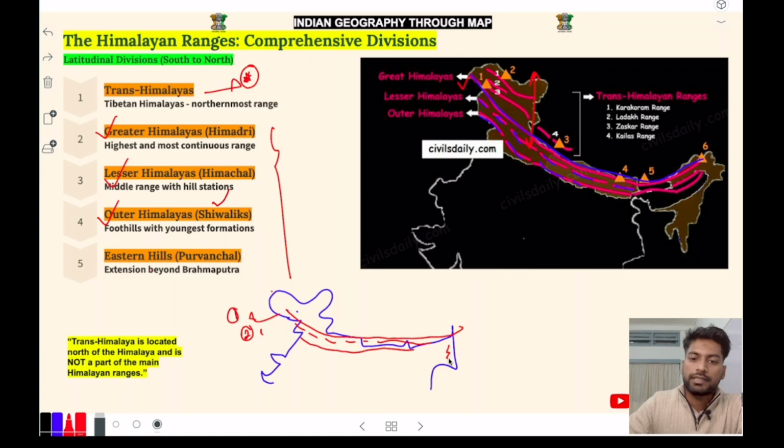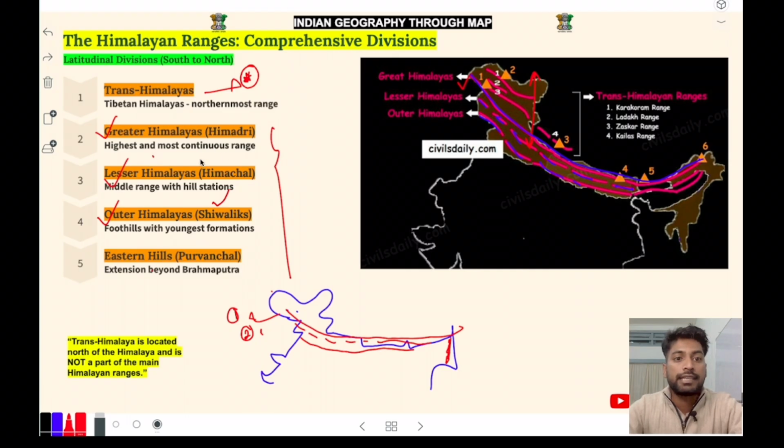And there is a Purvanchal also. Purvanchal means northeastern Himalayas. Now see, Greater Himalaya is the highest and most continuous range. Lesser Himalaya is the middle range, and there are hill stations, too many hill stations. Outer Himalaya is the youngest part, remember, Outer Himalaya is your youngest part. And Eastern Himalaya is called Purvanchal.